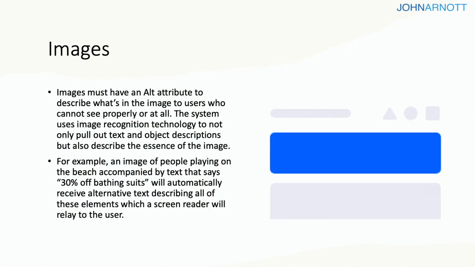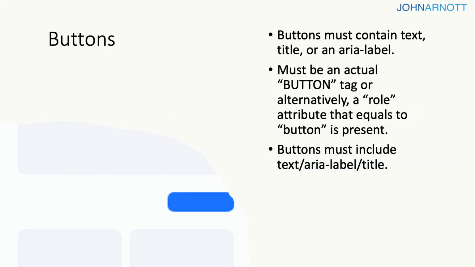The system uses image recognition technology to not only pull out text and object descriptions, but also describe the essence of an image. For example, an image of people playing on the beach accompanied by text that says 30% off bathing suits will automatically receive alternative text describing all of these elements, which a screen reader will then relay to the user.